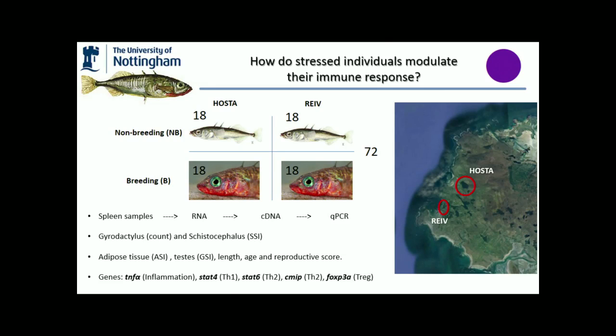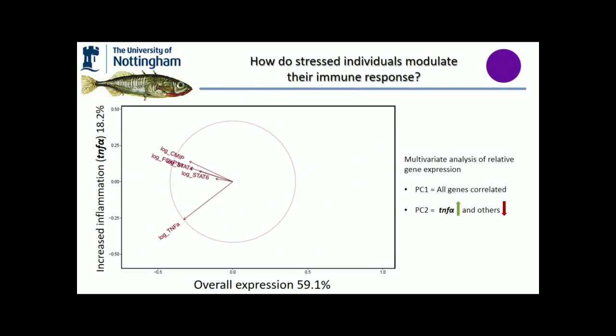We looked at commonly occurring macroparasites, and then we took various biometrics from each fish, including things like fat content, reproductive investment, age, size, and then we looked at the expression of these five genes here at the bottom, which represent different arms of the immune system. So to analyze expression, we did a multivariate analysis just to simplify the analysis.